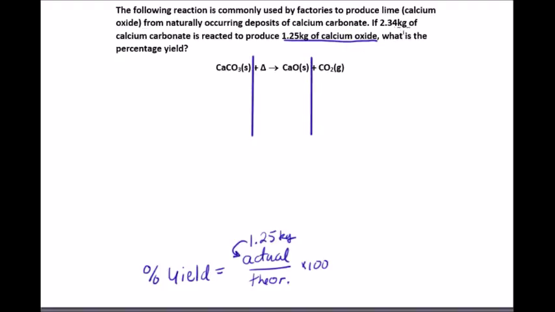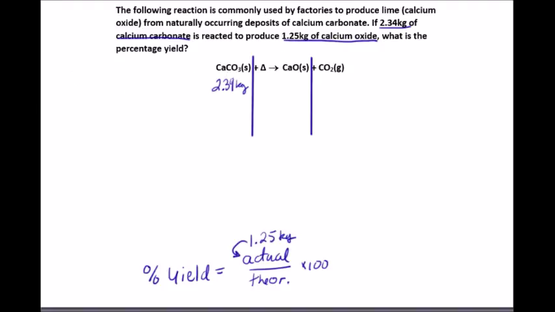All right, so we're given 2.34 kilograms of calcium carbonate. And we want to find the theoretical yield of calcium oxide. Knowing that we're working with those two, let's go ahead and get the molar mass of those two compounds.